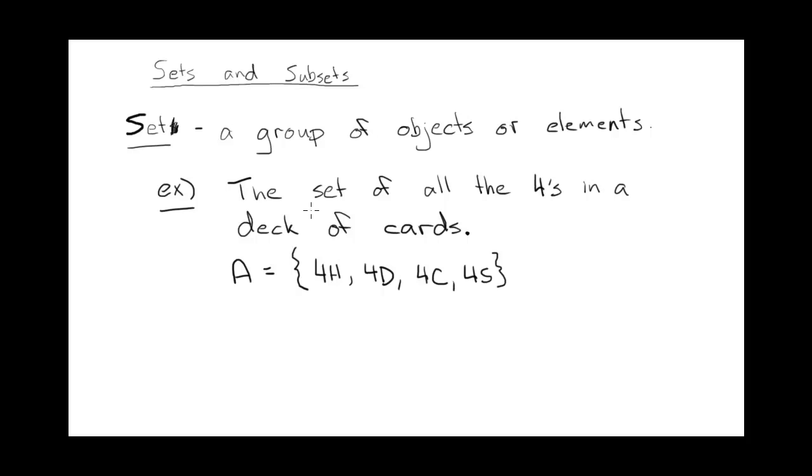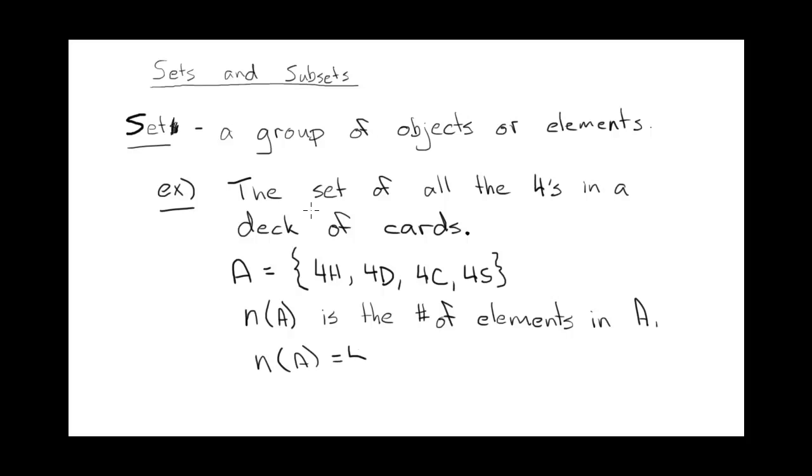So this means that set A is the set of these 4 cards. And then sometimes we want to count the number of things in a set. So n of A is the number of elements in A. So in this case, n of A is equal to 4. So there's just one example.